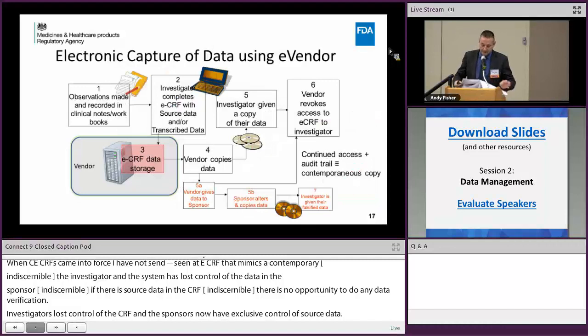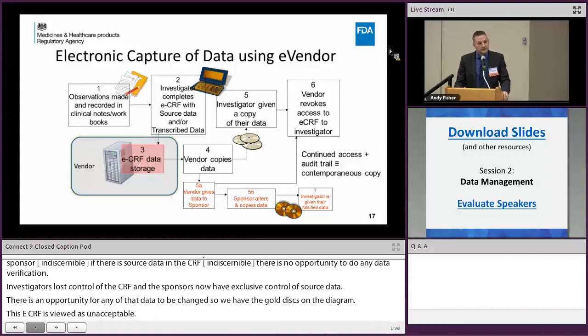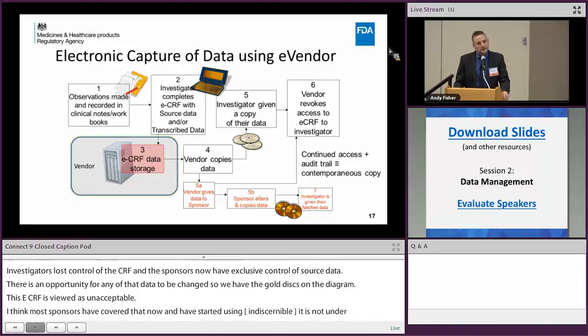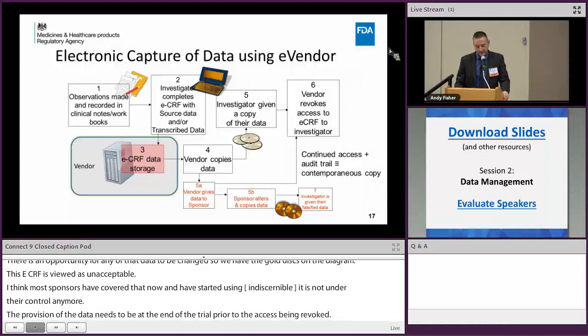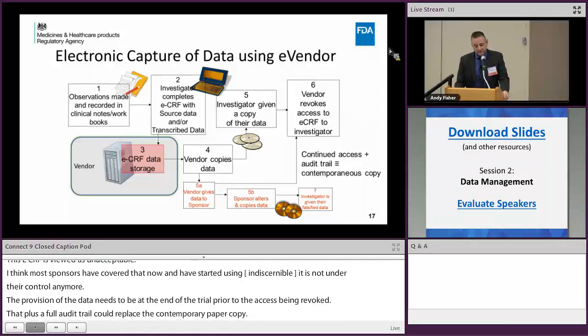I think most sponsors have actually gathered that now and starting to use independent vendors for hosting the data, so it's not in their control anymore. But the provision of the data needs to be at the end of the trial prior to the access being revoked. And that, plus a full audit trail, could replace the contemporaneous copy. However, the use of the independent vendor to prevent the sponsor control can be undermined if the distribution of the discs at the end of the trial are via the sponsor, and we've seen that that happens because there's obviously a risk again of that data being changed, particularly if the vendor can delete the data as well.